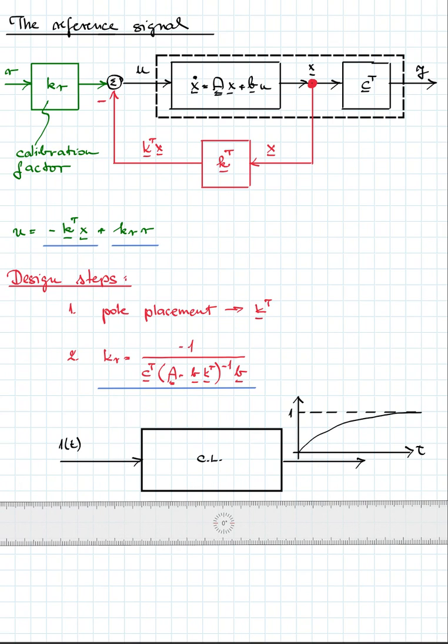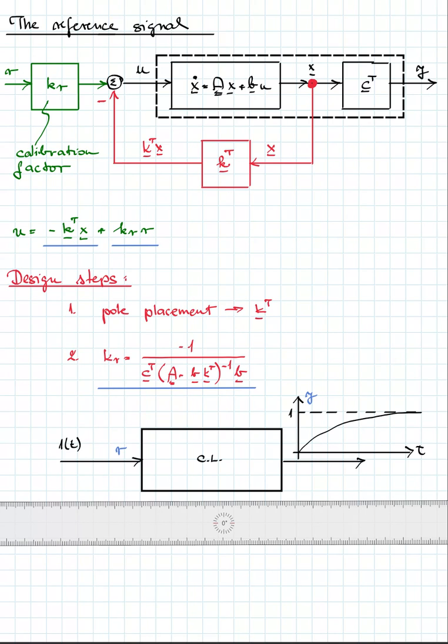Here, as a black box, I just draw the closed loop system, with the input R here and the output Y here. This is the output. So if the input is 1(t), a step function, then the output will be something like what I draw here, which is going to approach the value 1 at the output.